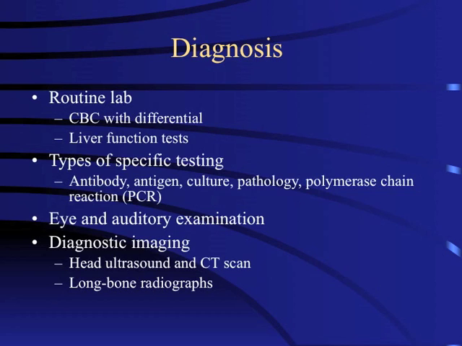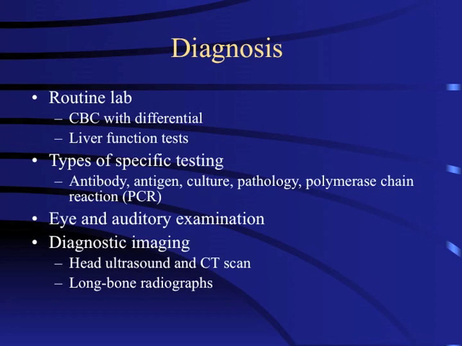In terms of diagnosis, you can start with some of the routine labs, like a CBC with differential and liver function tests. Some of these, especially herpes and CMV, are going to give you hepatitis as well. And then there's more specific testing, especially antibody, antigen, and culture, which is not used that much anymore, but pathology, especially of the placenta, and some biopsies. And nowadays, especially PCR is really helpful in terms of making the diagnosis.